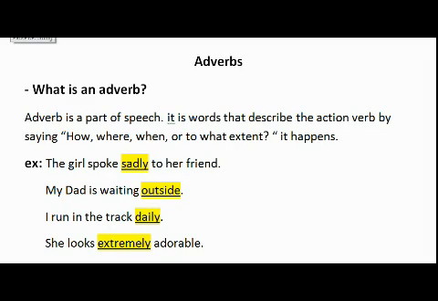Hello, my lovely students. Today we're going to study together a new grammar lesson. The lesson that we're going to see is going to be adverbs.